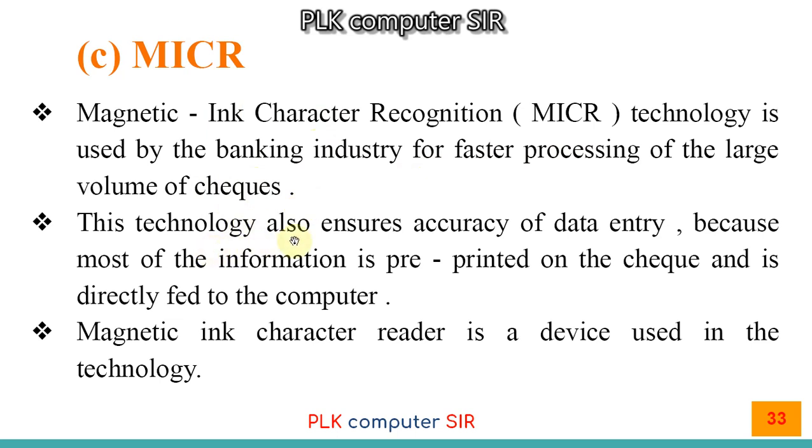This technology also ensures accuracy of data entry because most of the information is pre-printed on the check and is directly fed to the computer. Okay, so by computer it can read. Magnetic ink character reader is a device used in the technology. Okay, so MICR, magnetic ink character recognition. For this we need a magnetic ink character reader device.